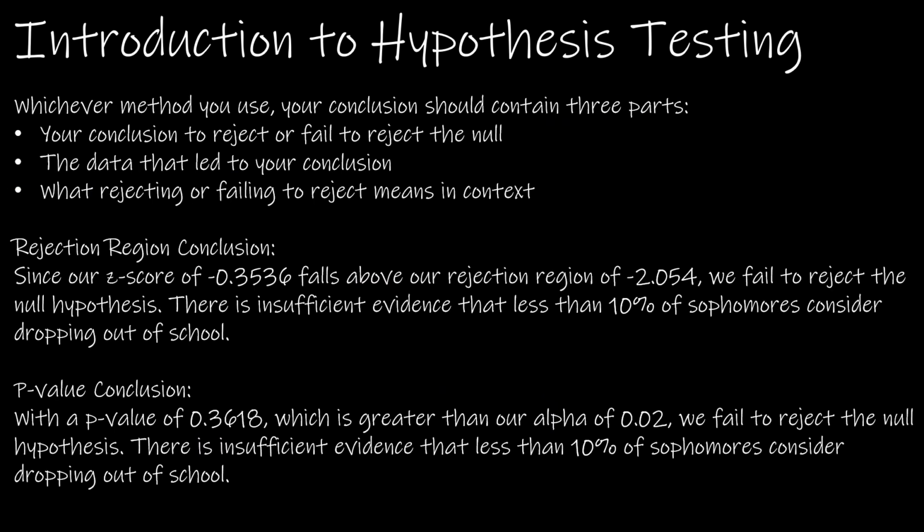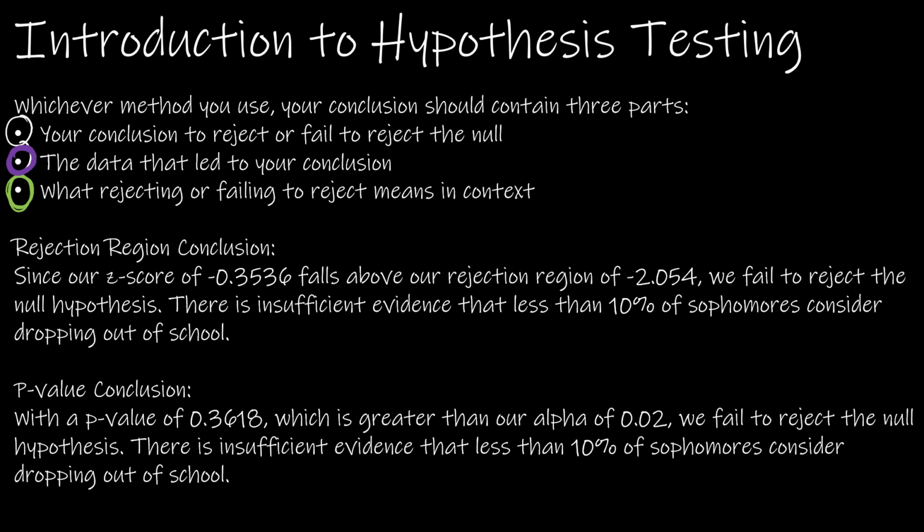And now the finale is to write our conclusion and tell what it means. So whatever method you use, rejection regions or p-value, you should have 3 parts. First part, I'm going to reject the null, or I'm going to fail to reject the null. Second part, why? Because of the rejection region, because of the p-value, whatever. Last but not least, for sure, is what does that mean? So let me show you both conclusions. The first conclusion is based on our rejection region, and both conclusions will be the same except for this part, the data that led to the conclusion.